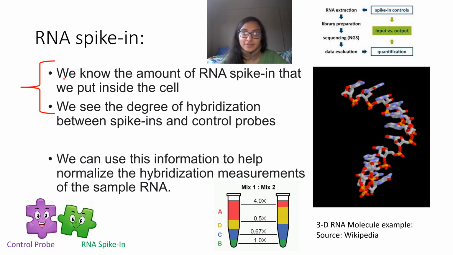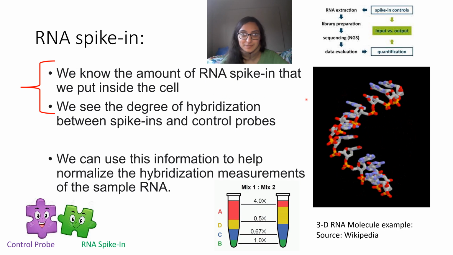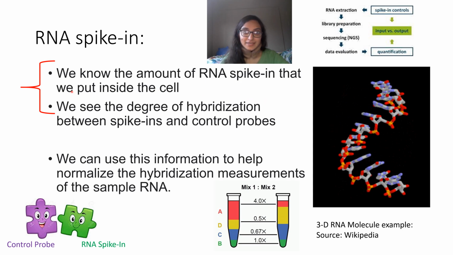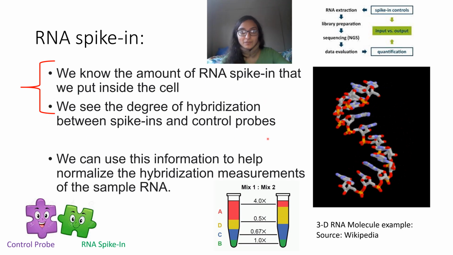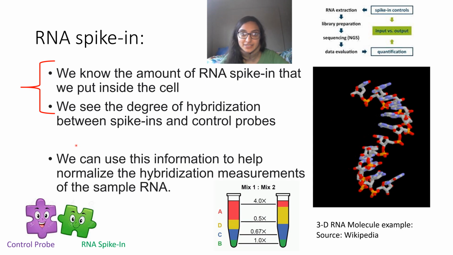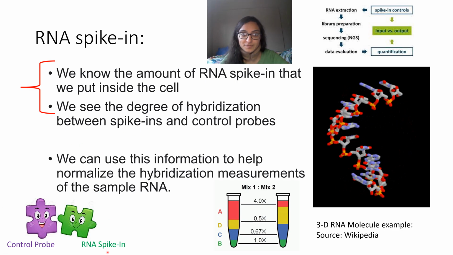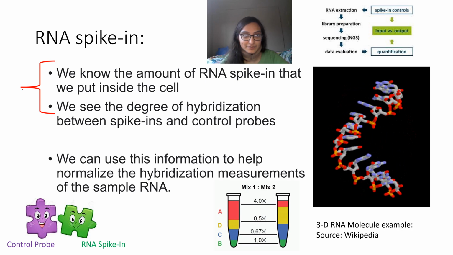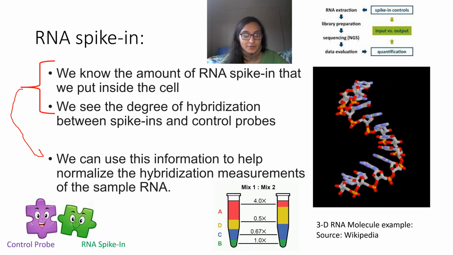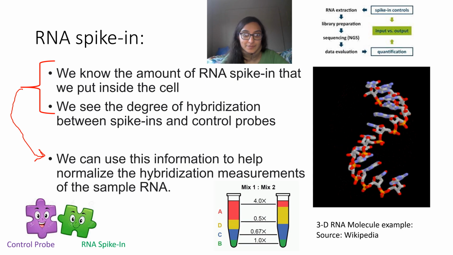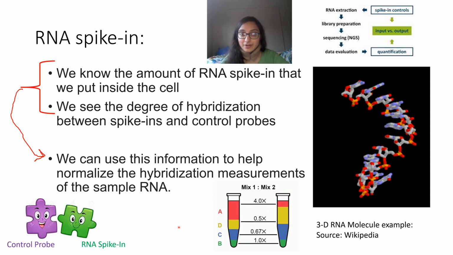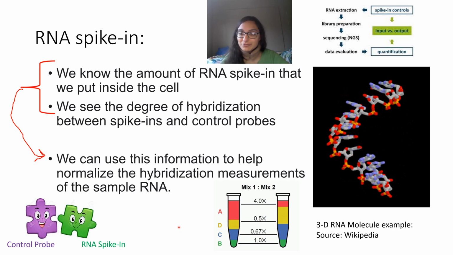So basically for the RNA spike-in, we know the amount of RNA spike-in that we put inside the cell. We usually determine that in the solution. Then we observe what the actual degree of hybridization is between the spike-ins and the control probe. We can use this information to then say what the absolute measurements are. So we can normalize the hybridization measurements of the sample RNA that we have. It's sort of like a reference point.